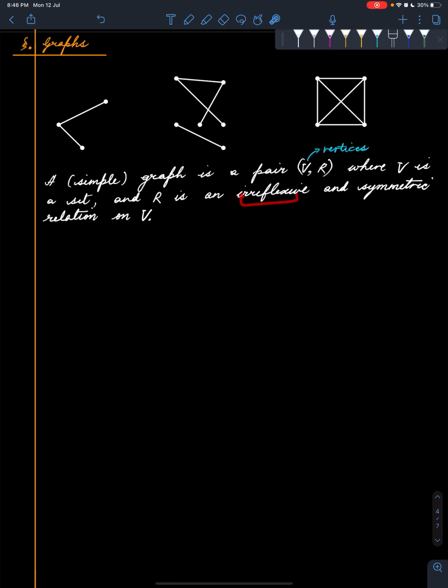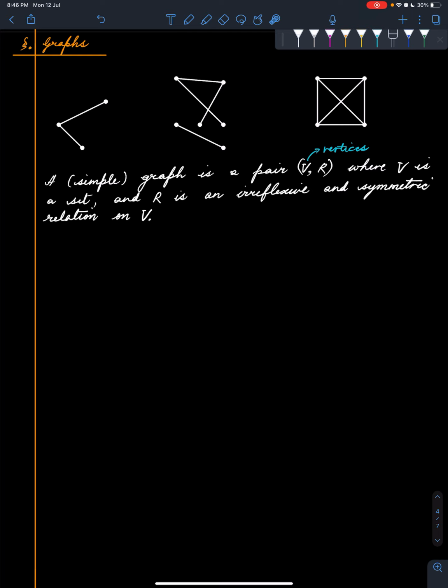And irreflexivity simply means that you do not have a loop. A vertex is not related to itself, so you don't draw the loop. In general, you can allow for loops. Those are then not simple graphs. When we say simple graphs, we mean no loops. So right, so that's a definition, an example of a relation.